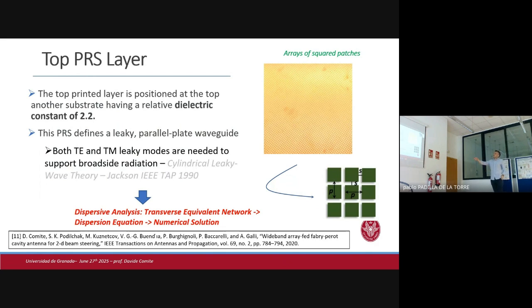This is a manufactured PRS. We did something. This is just a square array of patches. It's nice because in the literature you can find the closed-form expression to manage this PRS. So you can define a susceptance or, in the most general way, an impedance in closed form, which is able to describe well the behavior of this PRS. And then you can use it to do a transverse equivalent network to get the leaky mode I was working on before.